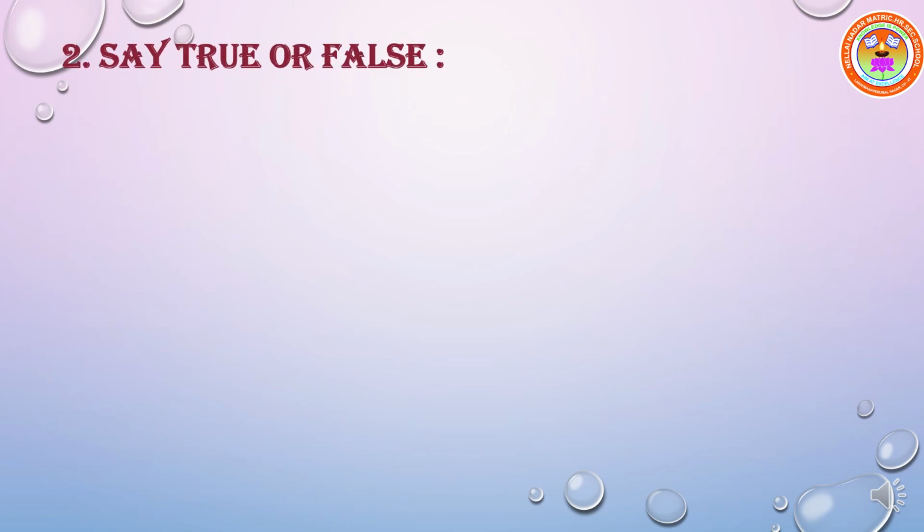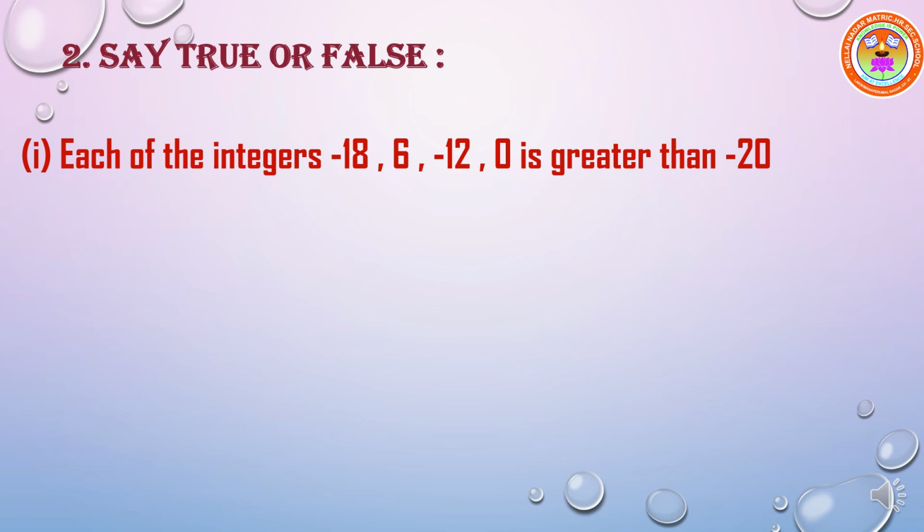Question number 2. Say true or false. Under that first subdivision, each of the integers -18, 6, -12, 0 is greater than -20. Yes or no? Yes. -18, 6, -12, 0 are greater than -20. Yes, so the answer is true.